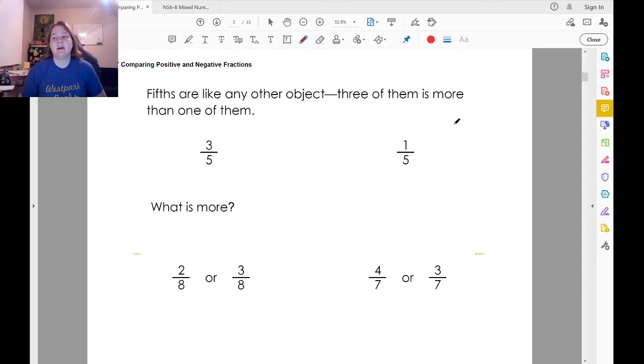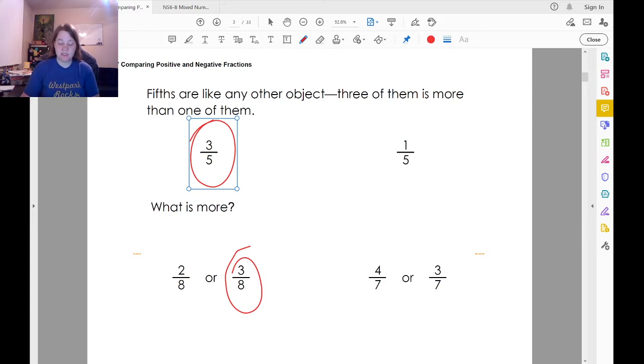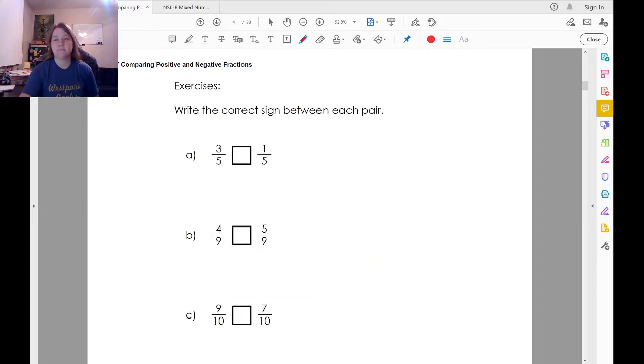Fifths are like any other object. 3 of them is more than 1 of them. Would you rather have 3/5 or 1/5? Well, you'd rather have 3/5 of something. Pizza. What is more? 2/8 or 3/8? What's more? $2 or $3? 2 toys, 3 toys. 2 minutes or 3 minutes? 3/8 is bigger than 2/8. 4/7 or 3/7? 4/7 is greater than 3/7.